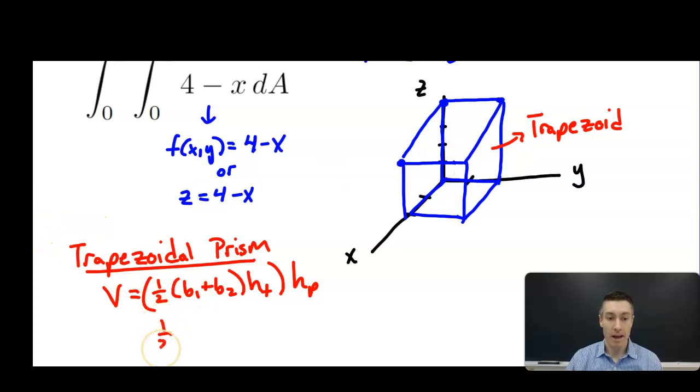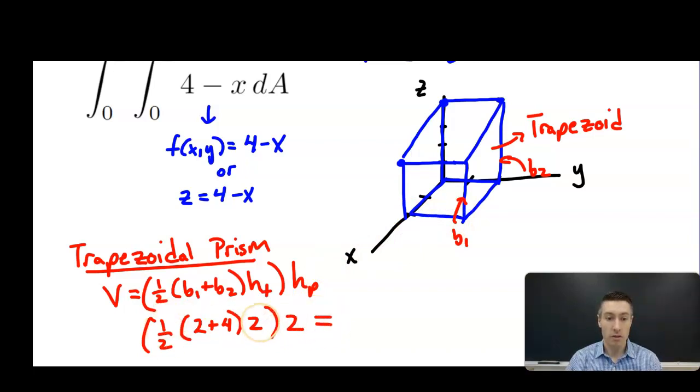So we have 1/2. The bases are going to be the vertical sides, so this we'll treat as base 1, and this we'll treat as base 2. So 2 plus 4. The height of the trapezoid is the height in between those bases, which is 2. And then the height of the prism is the side parallel to the y-axis, which is also 2.